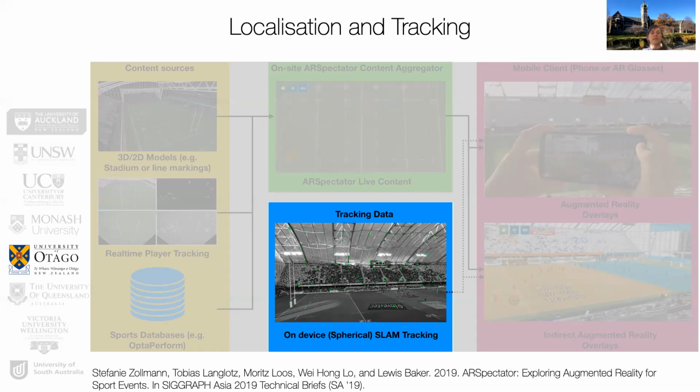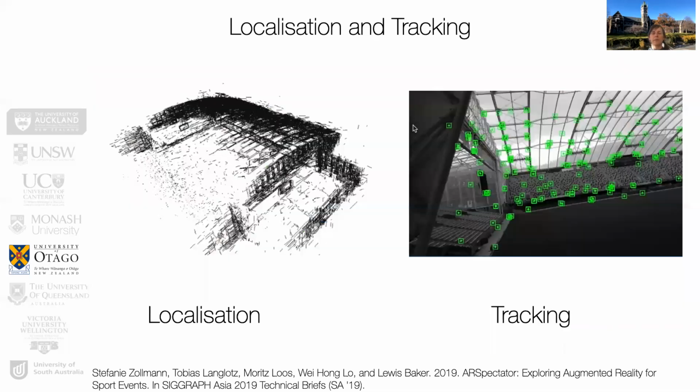But the problem is we can't really assume this for spectators, because everyone is placed basically everywhere in a stadium, and we somehow need to figure out where those people are and where they are looking. In terms of doing this, we basically looked into two aspects here.